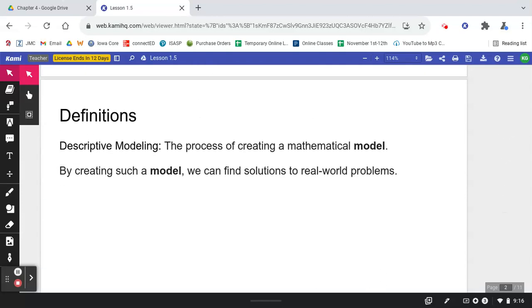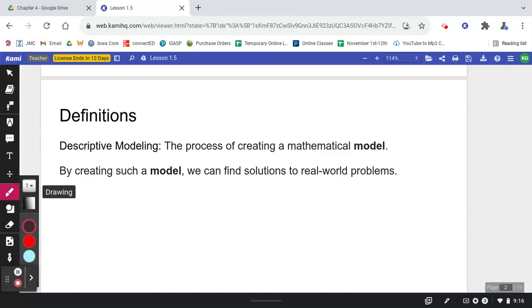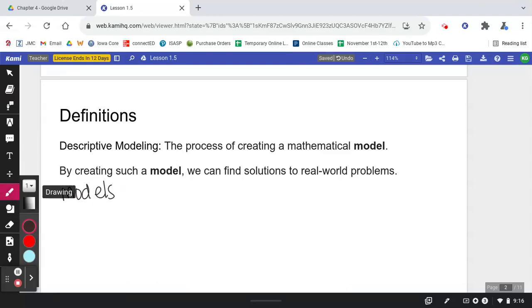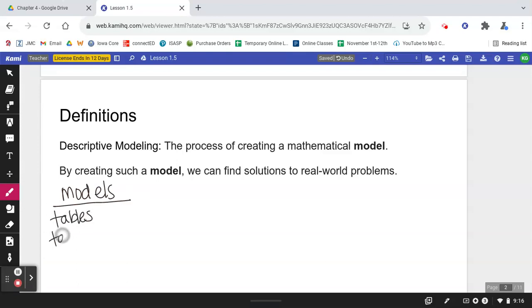So what is descriptive modeling? It's the process of creating a mathematical model. Some of the models that we'll be using are tables, tally charts, and equations. Those are the most common mathematical models that we use in Algebra 1. When we create these models, then we can find solutions to real-world problems.